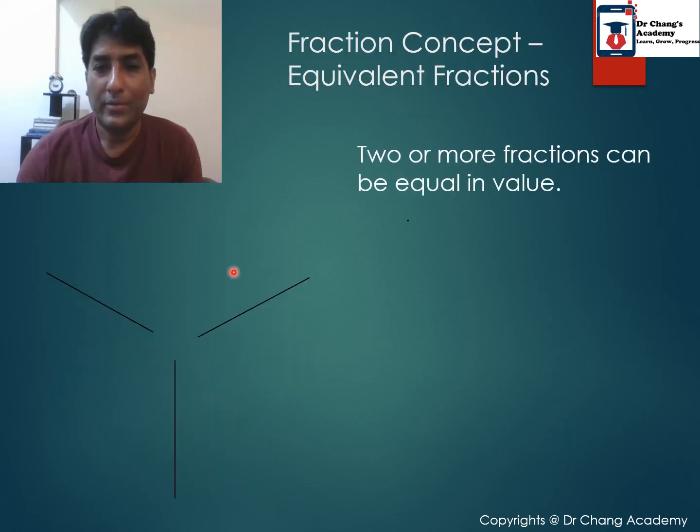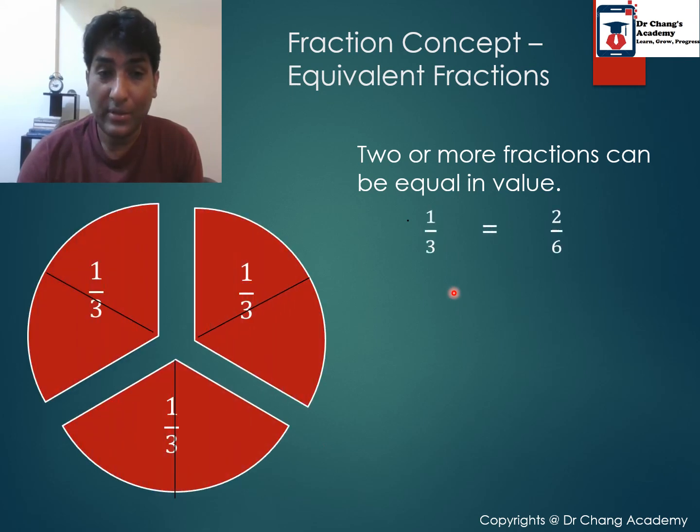Okay, so two or more fractions can be equal in value. We call them equivalent fractions. So let's look at this example. We remember 1/3, 1/3 and 1/3, but what if we divide 1/3 into two equal parts? Then this whole becomes 6 parts and each part becomes 1/6. So 1/6 here, 1/6 here. So each 1/3 is divided into 2/6. So that is what we can write here.